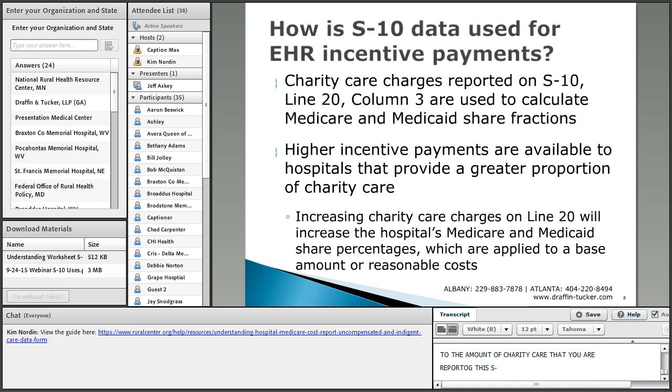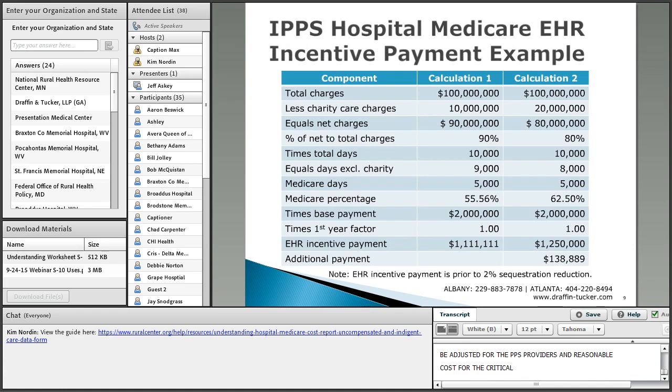So the prospective payment system hospitals, this is their last opportunity, if they haven't yet, to participate in that incentive funding. And then shortly thereafter, if you're not in compliance, as you all probably well know, there'll be potential penalties associated with that non-compliance. So how is the S-10 data then being used to impact your EHR incentive payments?